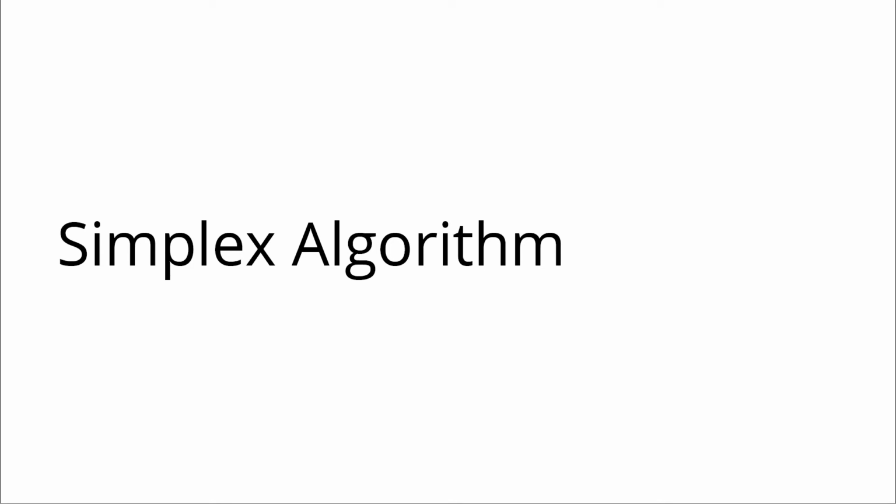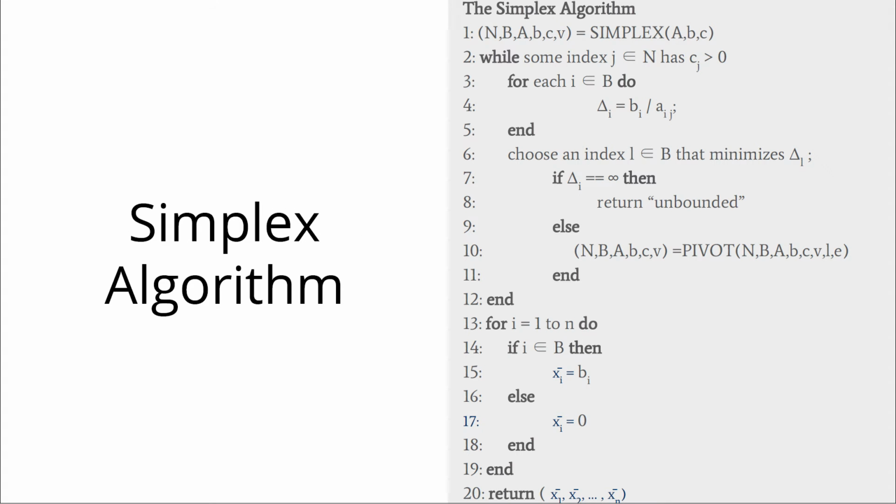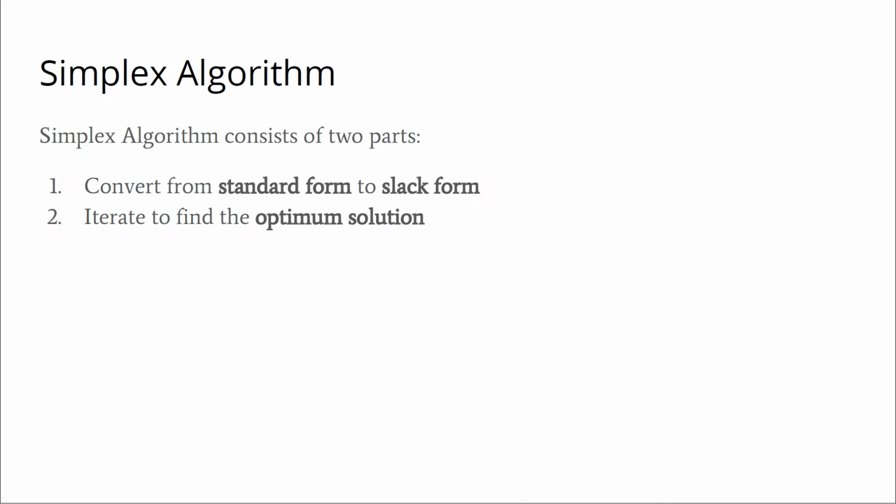Now let's have a look at the pseudocode for simplex algorithm. Don't worry if you feel it's a little bit complex at first glance. We'll use an example to explain it. Hopefully it will become clear to you later. Simplex algorithm consists of two parts. The first part is to convert the linear program from standard form to slack form and get a basic solution. The second part is iteration and returning the optimal value for the objective function.